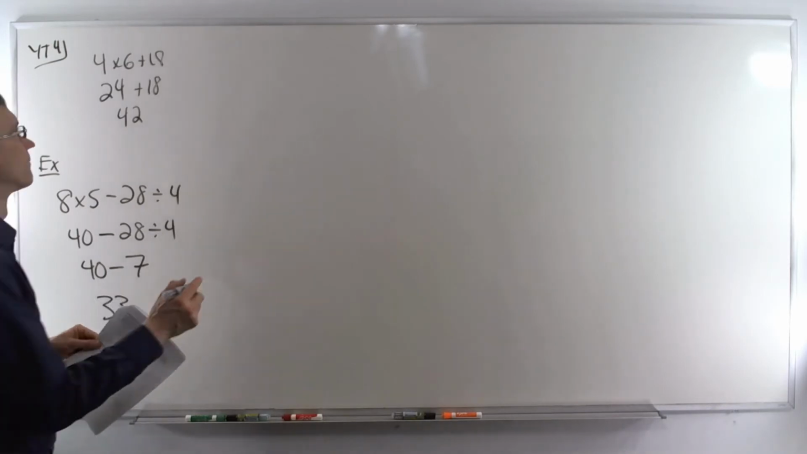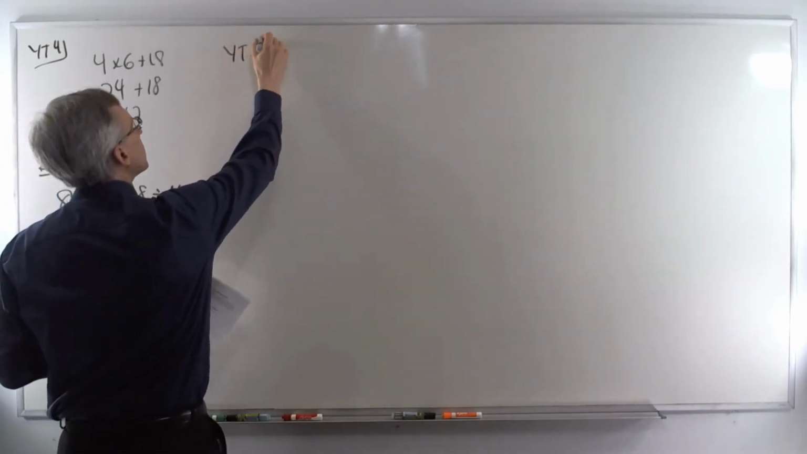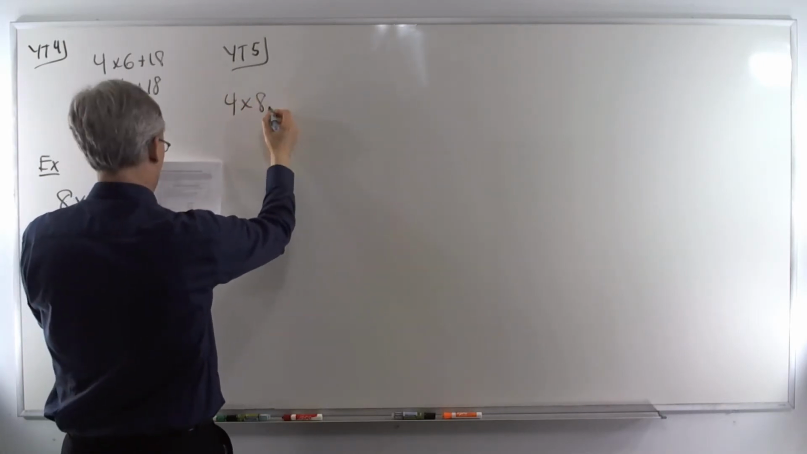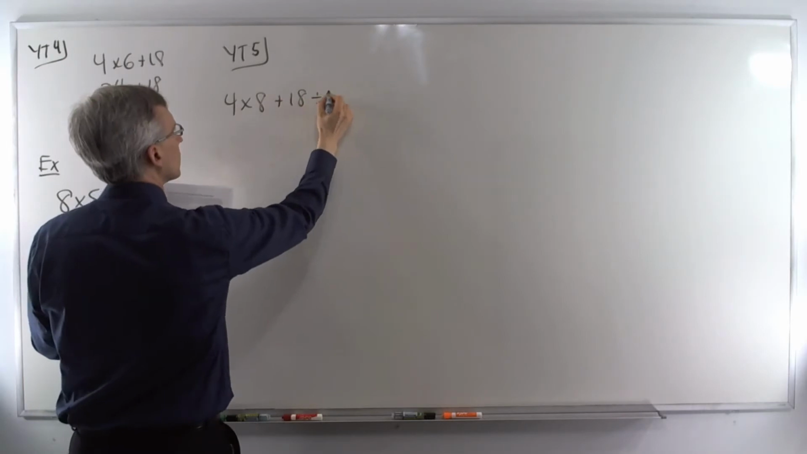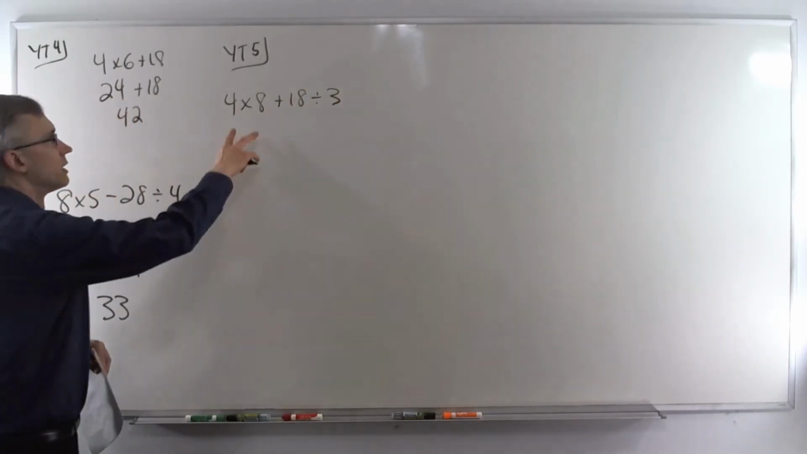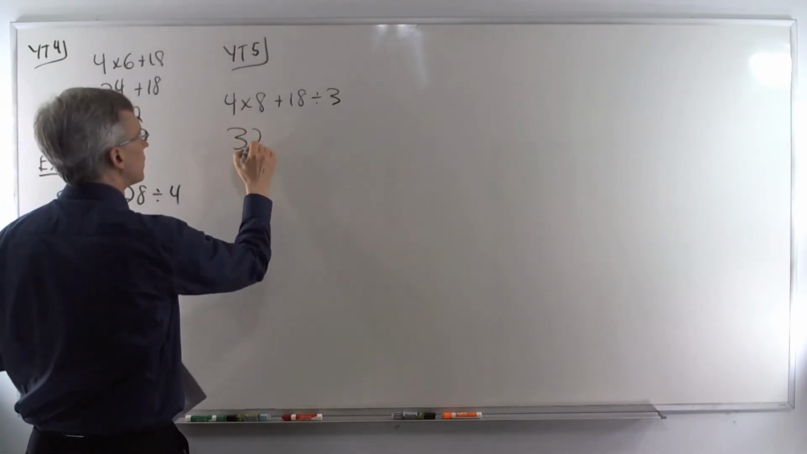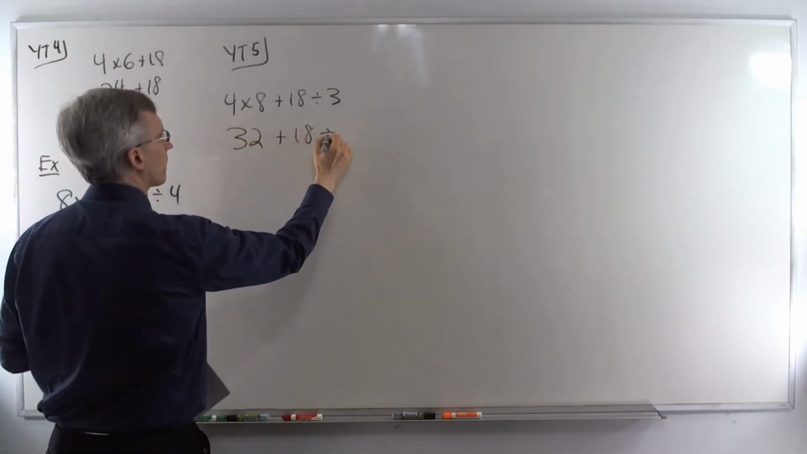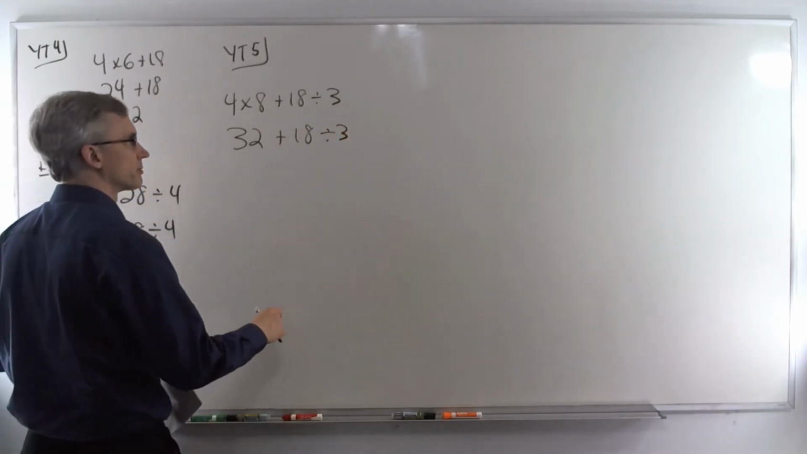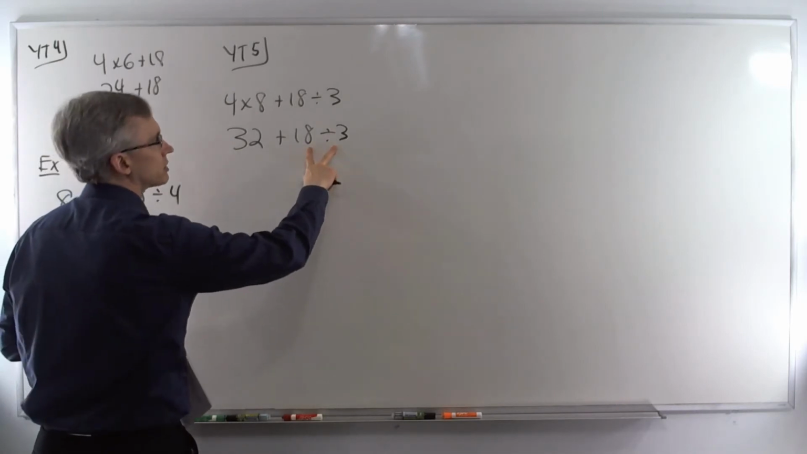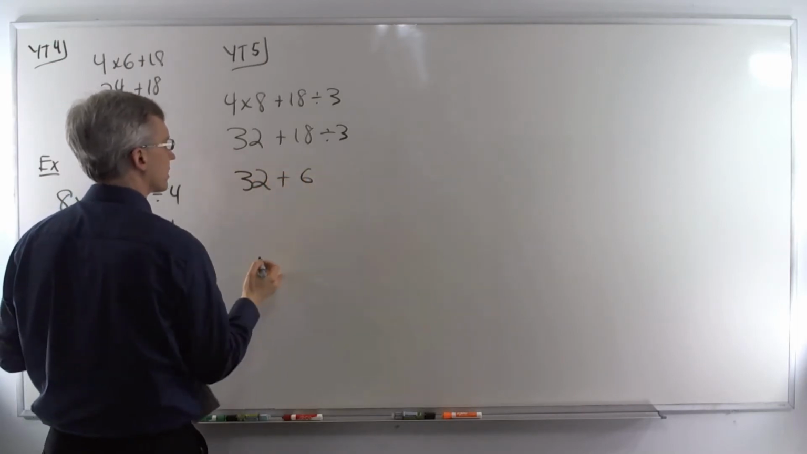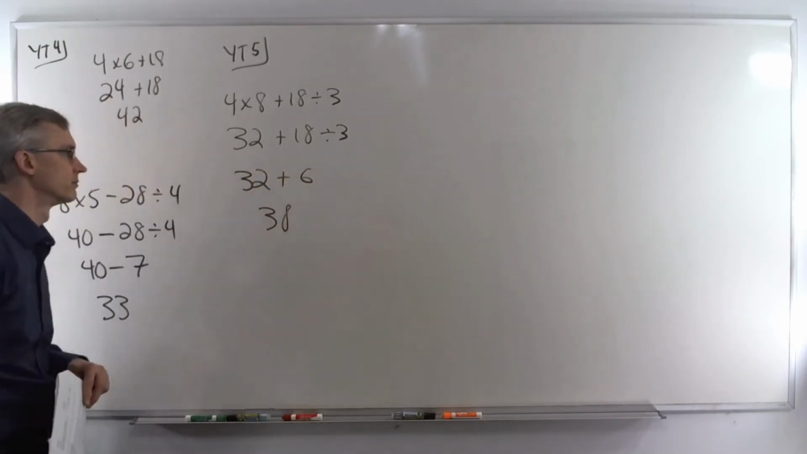Your turn, number 5. Start on the left. 4 times 8, that's 32. Second step, we're going to complete the multiplication and division. We've got division here, 18 divided by 3 is 6. So that gives us 32 plus 6. Finally add them together to get 38.